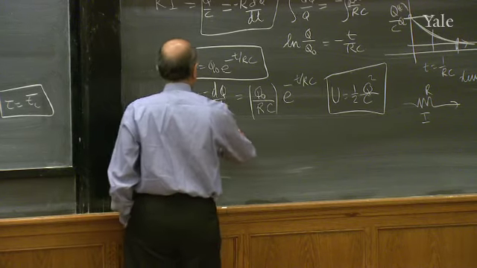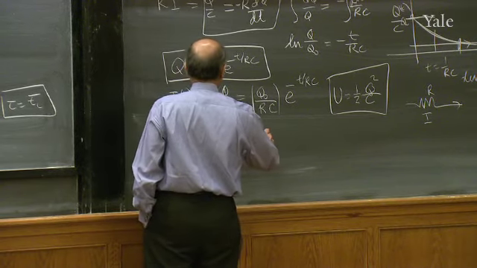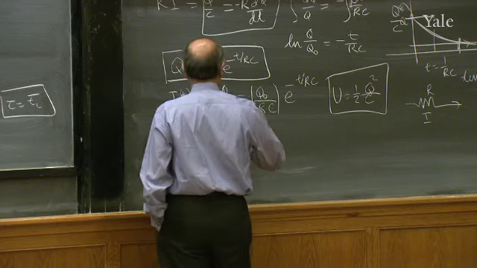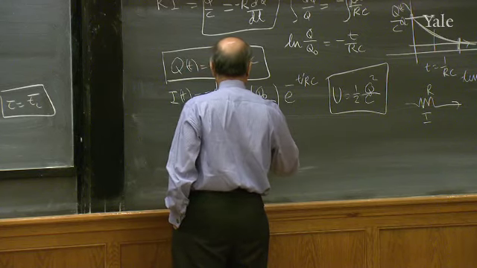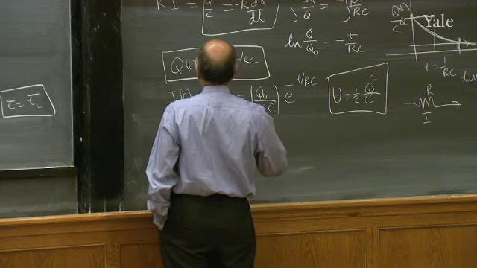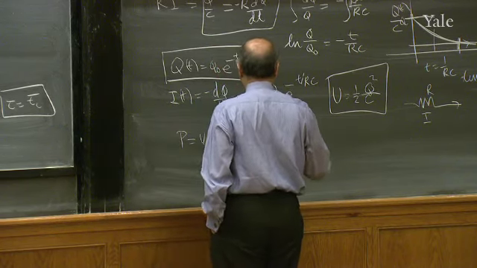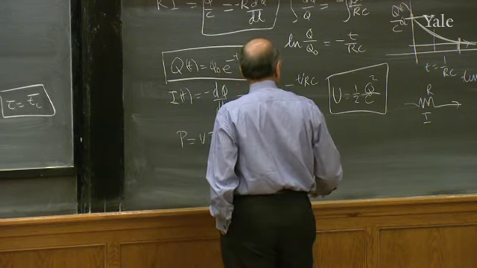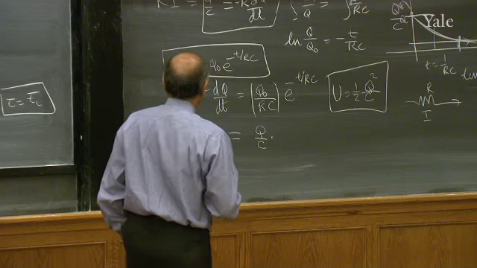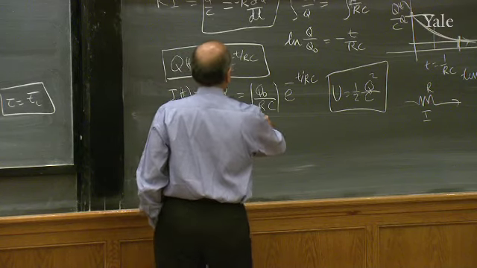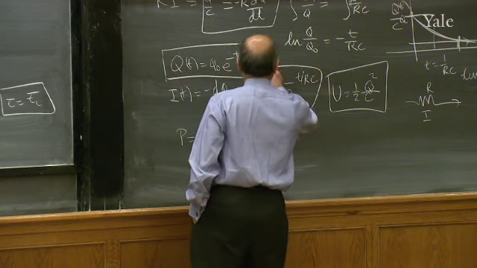So in this problem, V is, let me see, Q over C, and I got somewhere here. Let me see. I'm too close to the board to see where anything is. Okay, I want to first find the current. Here is my current.